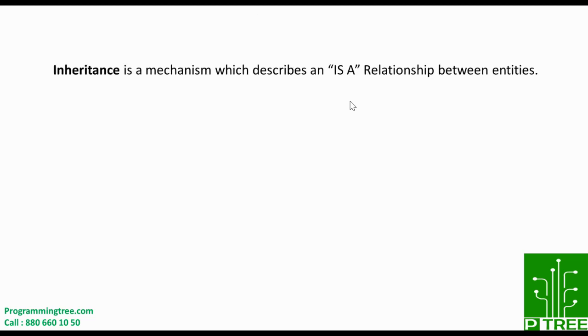Now let's try to understand the mechanism. Inheritance is a mechanism which describes an "is a" relationship between entities. Let's try to fit "is a" within a sentence, and if that sentence looks complete, then the inheritance terminology can be considered for those entities, and if not, definitely inheritance doesn't fit in. It is a very generalized example to check whether inheritance is suitable or not.